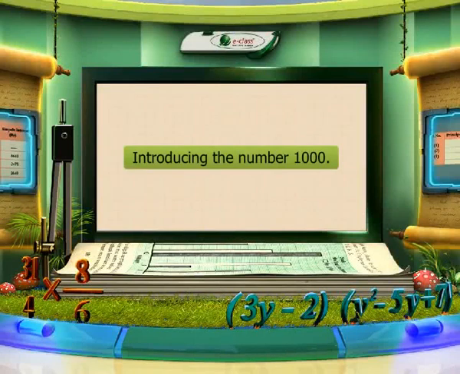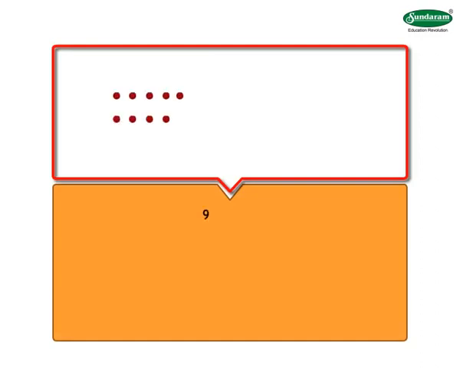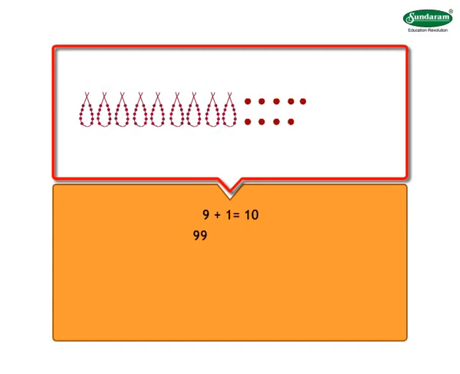Introducing the number 1000. We already know that 9 is the biggest one-digit number. By just adding 1 to 9, we get 10, which becomes a two-digit number. Similarly, 99 is the biggest two-digit number. By just adding 1 to 99, we get 100, which becomes a three-digit number.